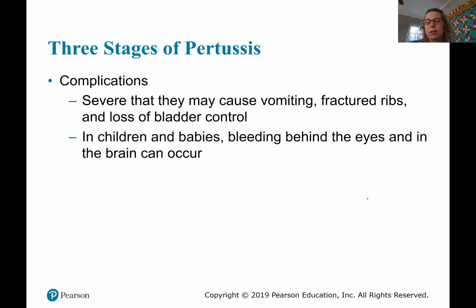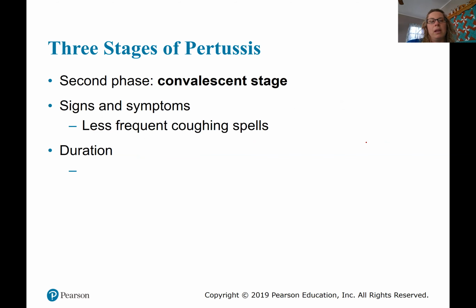And the severe, terrible coughing fits or paroxysms that are produced can lead to vomiting. They cough so bad that they vomit. People have fractured ribs and lose bladder control. And people can also bleed from the eyes and the brain just because of the pressure from the continuous coughing. Very, very severe coughing. And then the third phase is the convalescent phase, where the coughing starts to die off, and that can last for another 4 weeks.